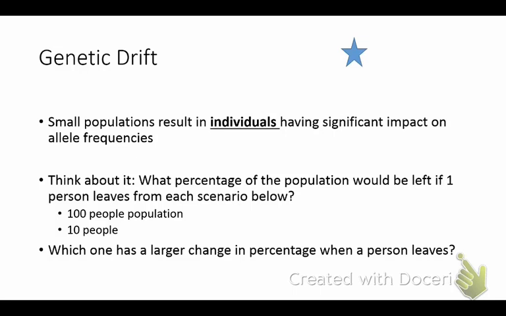99. There you go. 99%, right? 99% are still there. If one person in 10 leaves, how many are left? 90%, right? So you can see the bigger the population, the less effect genetic drift has. It works in small populations. That's something you might want to just jot on the side. Genetic drift works on small populations.